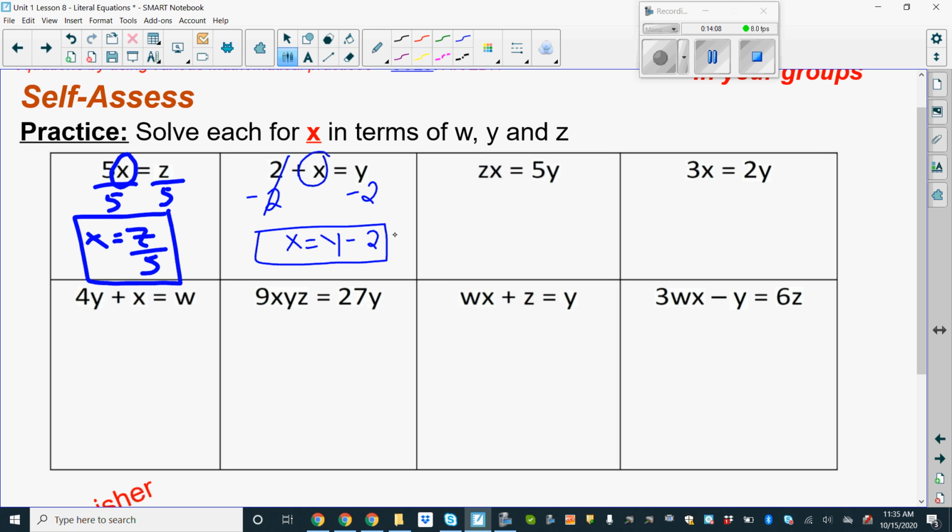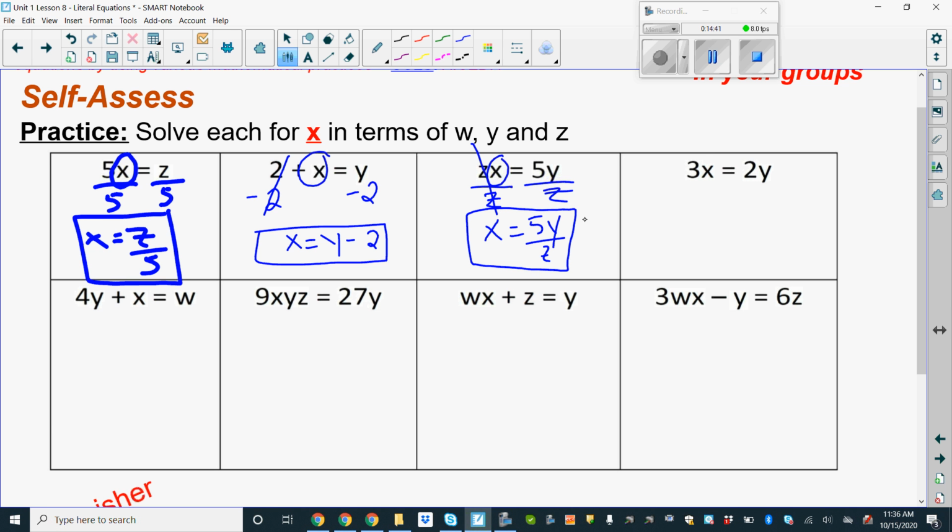Again, we are solving for x. Z is attached to the x by multiplication. The opposite of multiplication is division. Divide by anything that is not x attached to it, which is just z. So we cancel the z's here and divide the whole other side by z. So rewrite your answer as x equals 5y divided by z. And that's it.